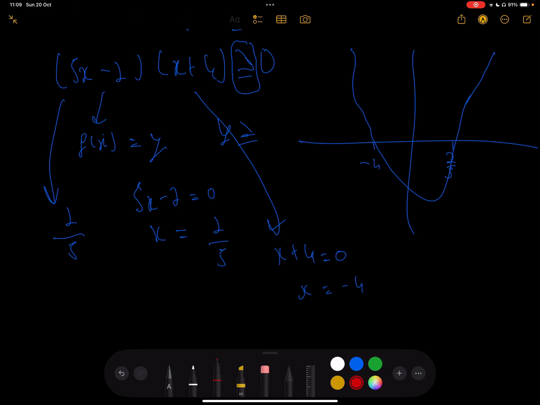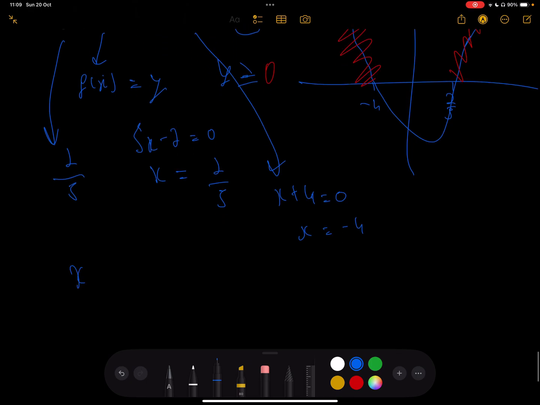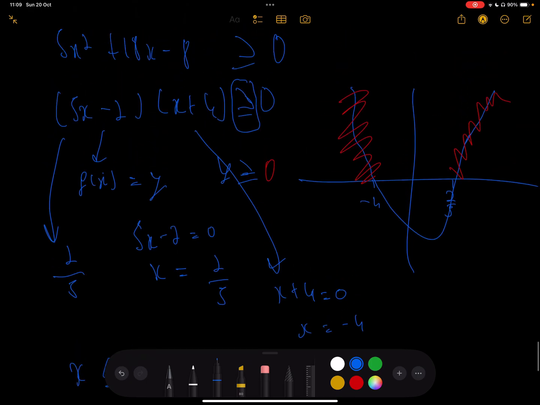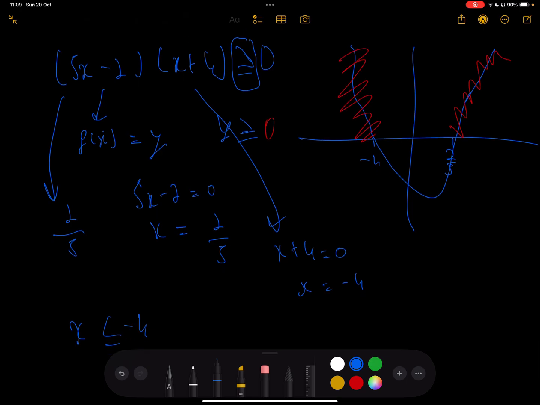So we're looking at where y is greater than or equal to 0, right? So where is y greater than or equal to 0? Well, it's up here, and here. But how do we express this? Well, it's where x is less than or equal to negative 4. So x has to be less than or equal to negative 4, because y is greater than 0 for this section here, right?